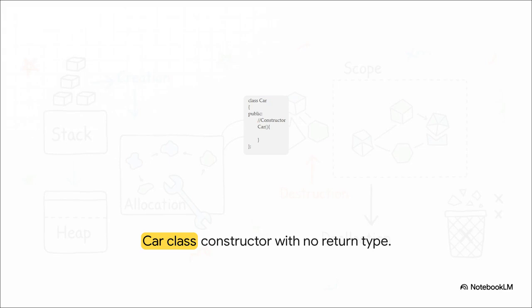Let's act as a code translator for a second. Looking at this perfectly simple example, notice how our class is named Car. And then inside, directly under the public access specifier, we have our constructor, which is also simply named Car(). There's no int, there's no void, literally nothing before the word Car. This perfect name match is exactly what the compiler is looking for to actually bring your object to life.